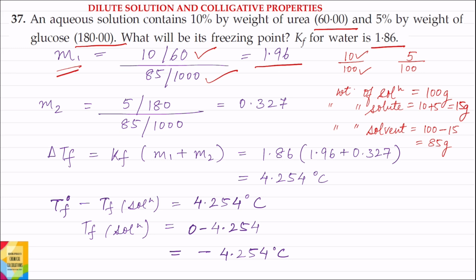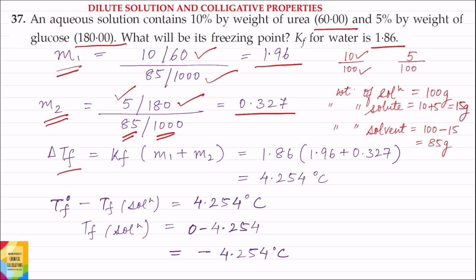Similarly, molality of solution with respect to glucose will be equal to moles of glucose. Now how much will the moles of glucose be? Moles of glucose will be weight of glucose, that is 5 gram, divided by molecular weight of glucose, that is 180 gram per mole, divided by weight of solvent in kgs. Now what will be the weight of solvent in kgs? Weight of solvent is 85 divided by 1000. This will give the weight of solvent in kgs. So molality with respect to glucose, that is m2, will be equal to 0.327.